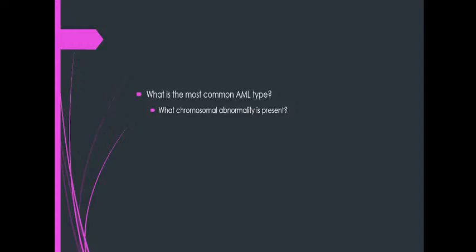Alright. Now, what's the most common type of AML? Based on epidemiologic markers, the most common type of AML is M2. Now, without looking at the slide, what is M2? The previous slide, what's M2? M0, myeloblastic leukemia with minimal maturation. M1 is acute myelogenous leukemia without maturation. M2 is with maturation.